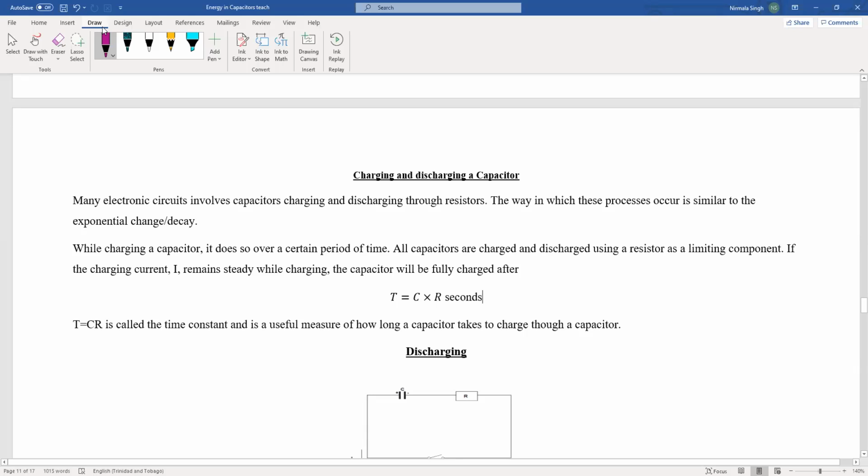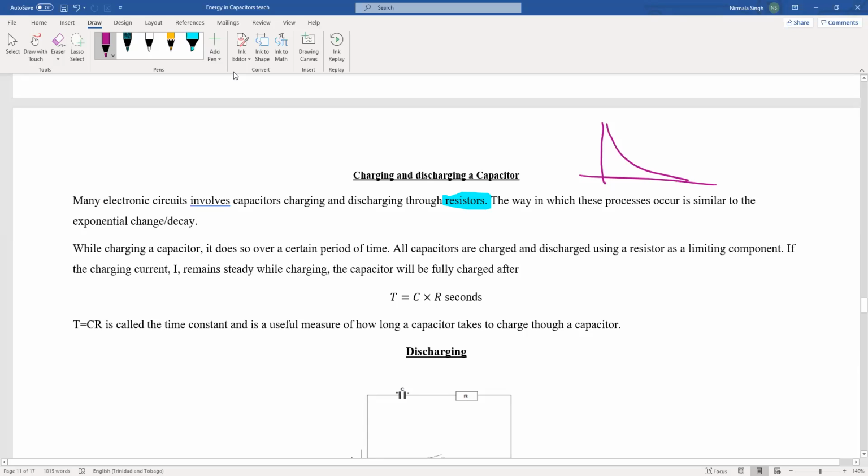Many electronic circuits involve capacitors charging and discharging through resistors. Now, there's always something to note. You always must have a resistor when we are using capacitors. We're going to go through why just now. The way in which these processes occur is similar to exponential change and decay. Remember, anytime we have exponential change and decay, we are going to be looking at something going down in a curve.